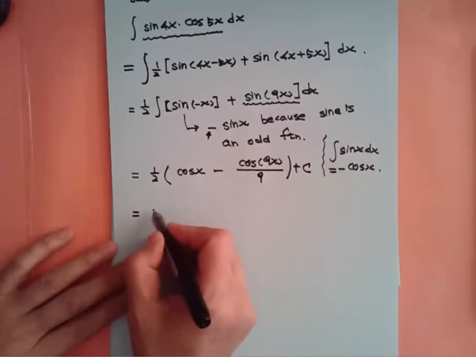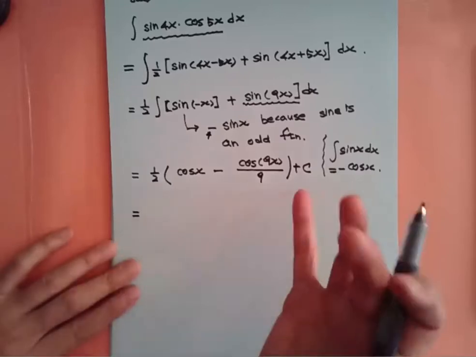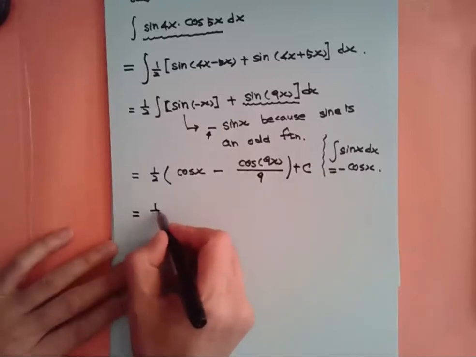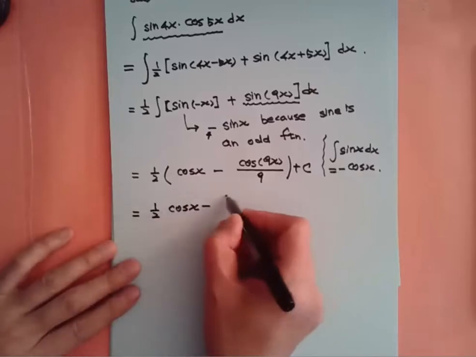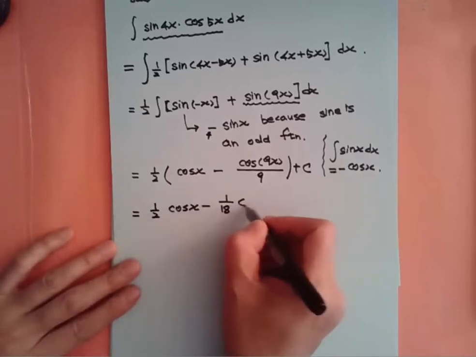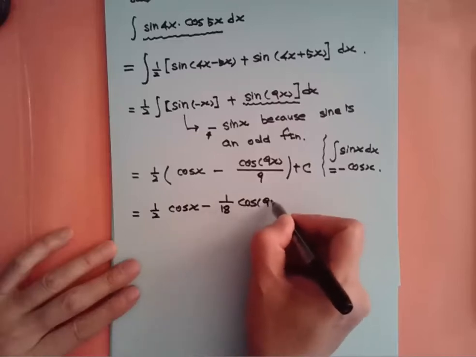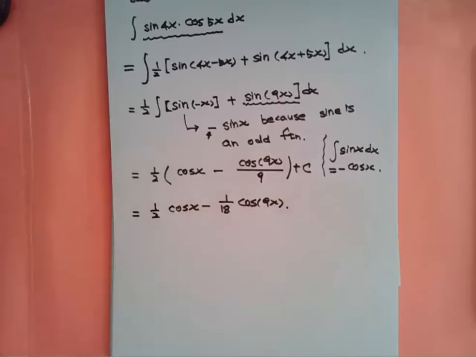So finally, I think you can conclude the problem like here, where you can write 1/2 cosine of x minus 1/18 cosine of 9x plus c.